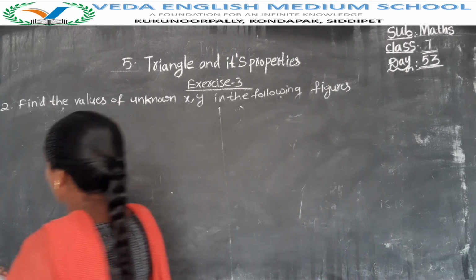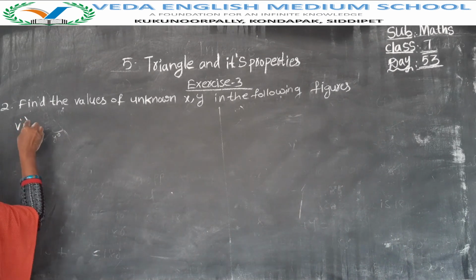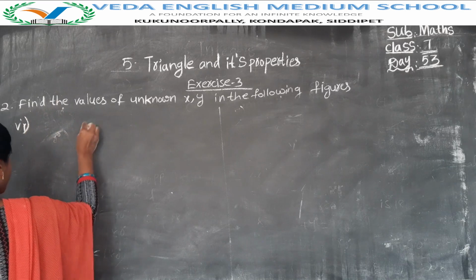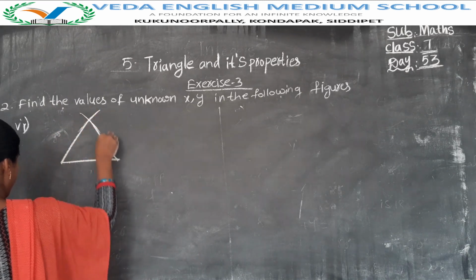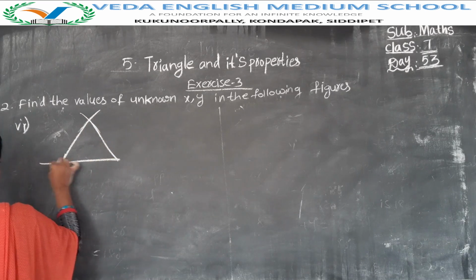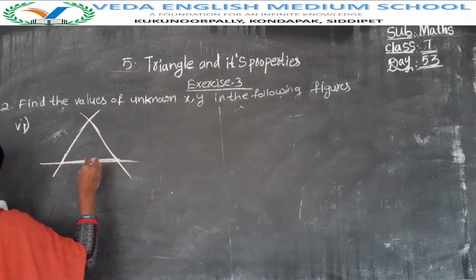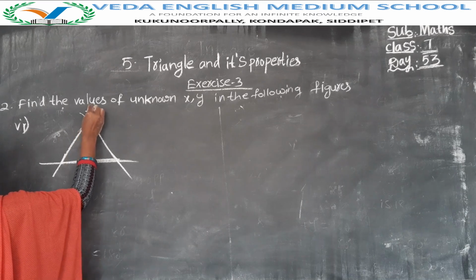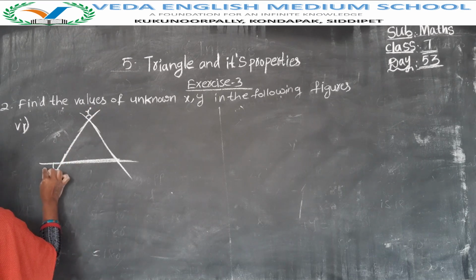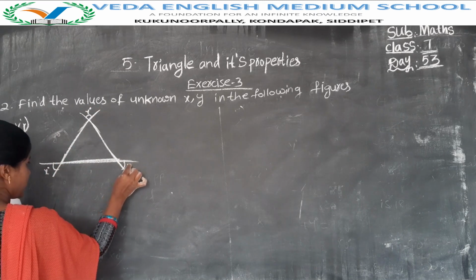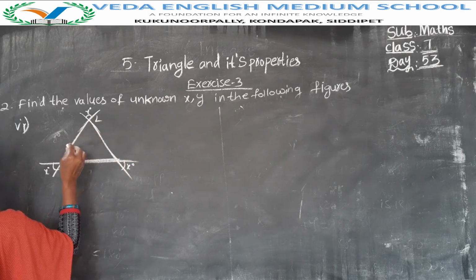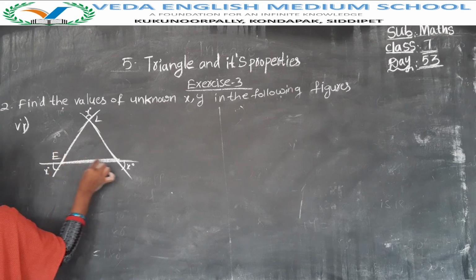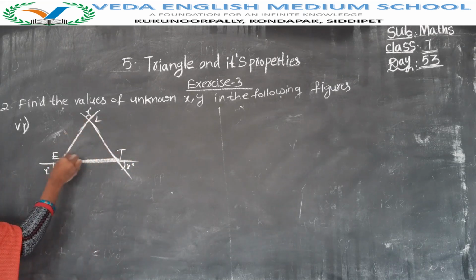Sixth one. Question. Now here it is x. It is x. It is x. L E T. The name of this triangle is triangle LET.